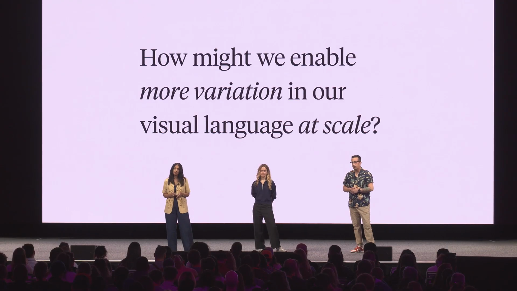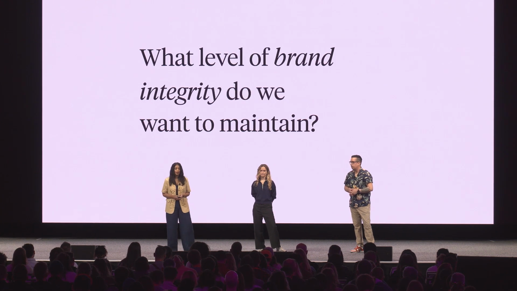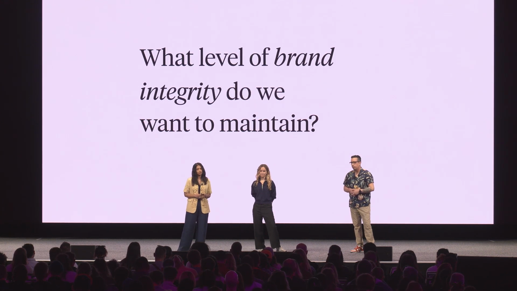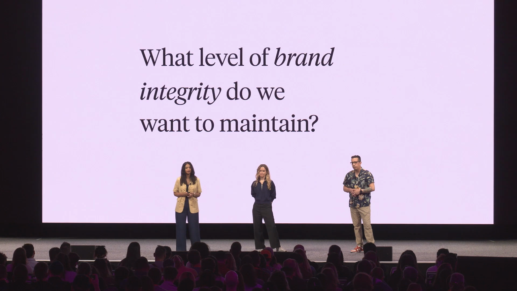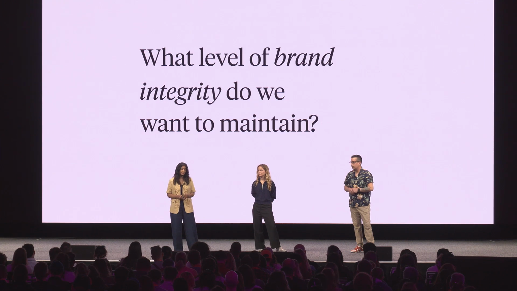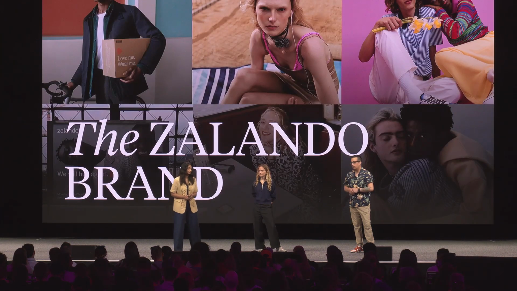So our guiding question was, how might we enable more variation in our visual language at scale? But also, the underlying question needed to address how much variation could we allow without breaking the experience? Or in other words, what level of brand integrity do we want to maintain?